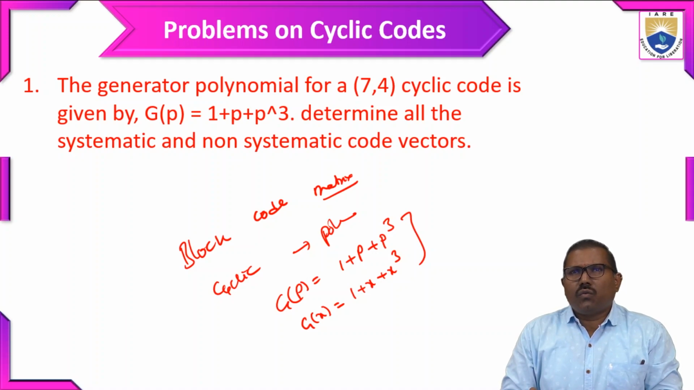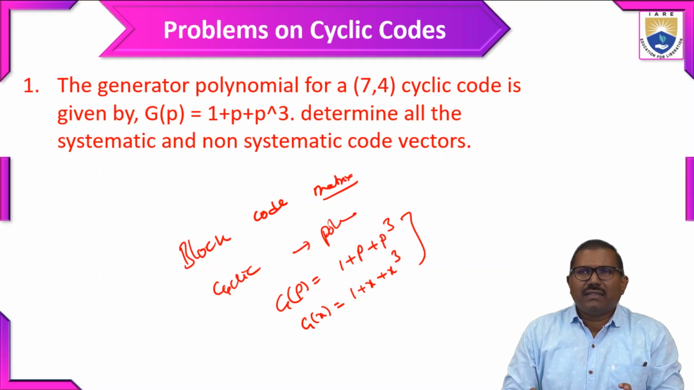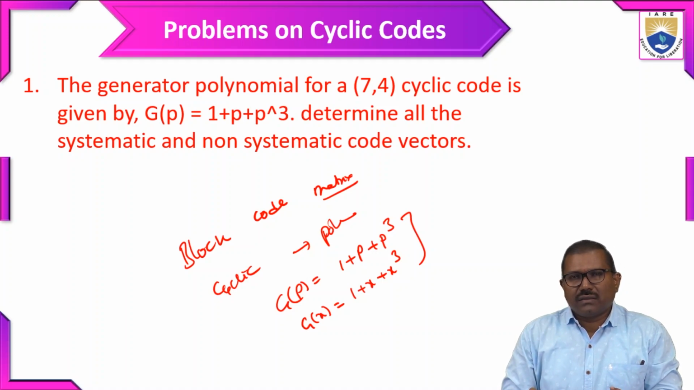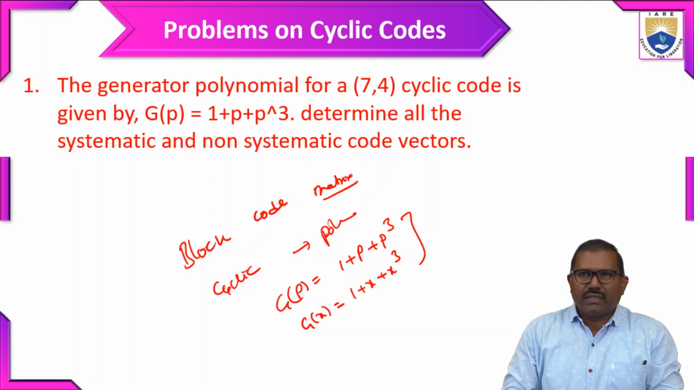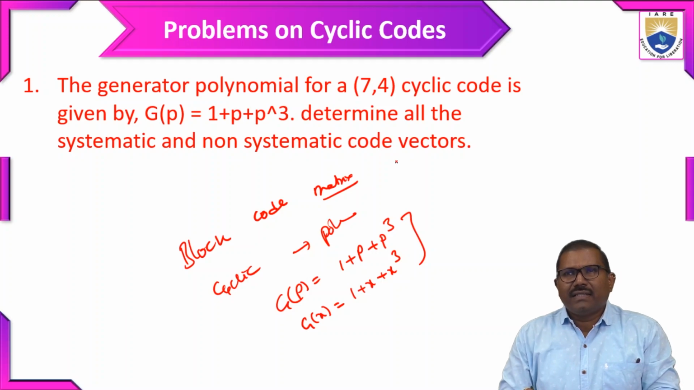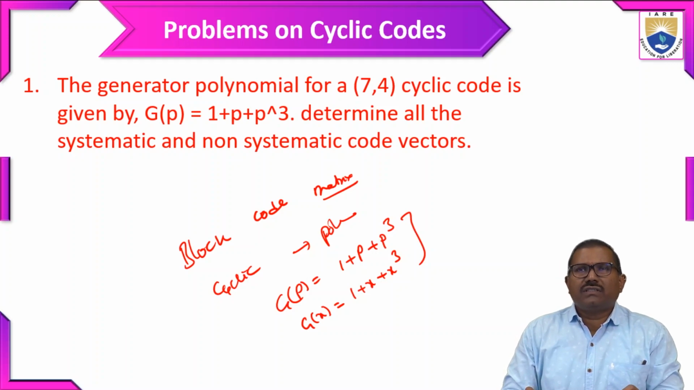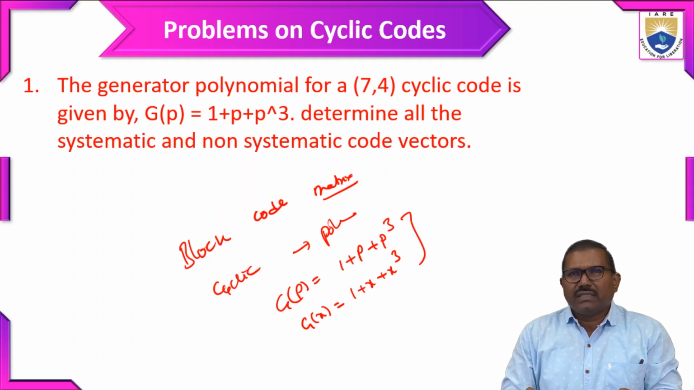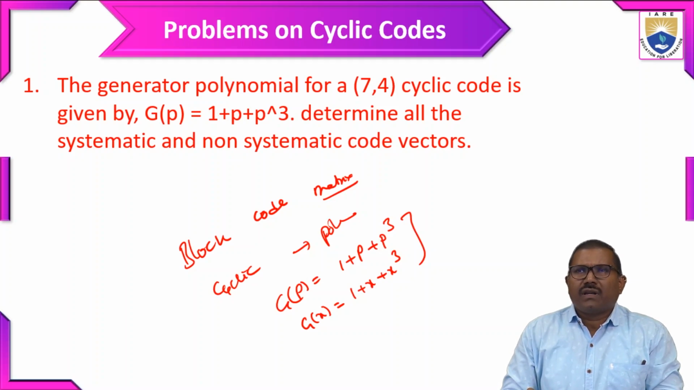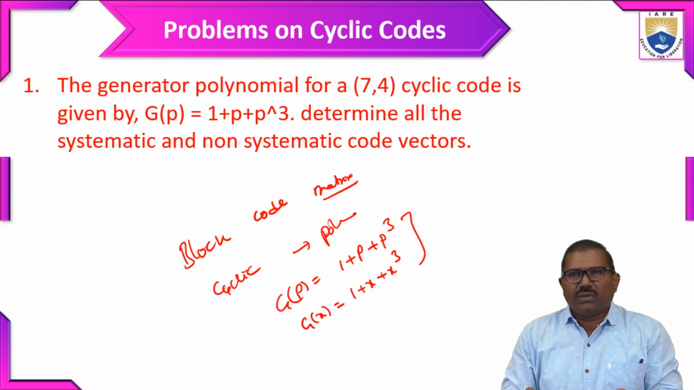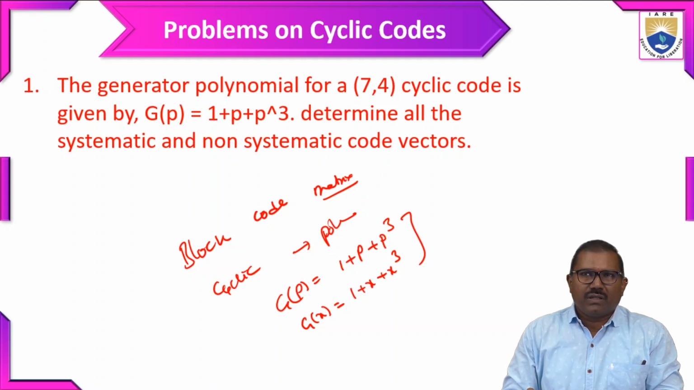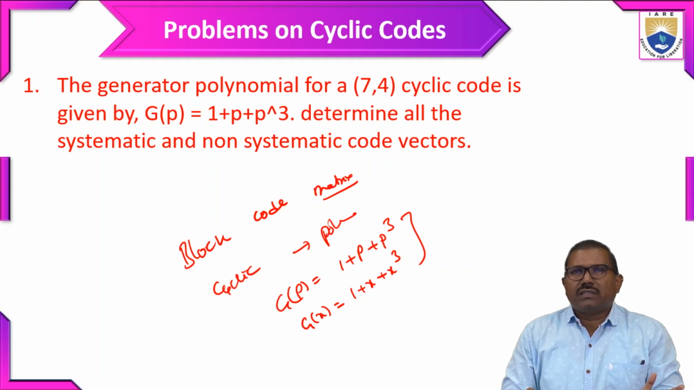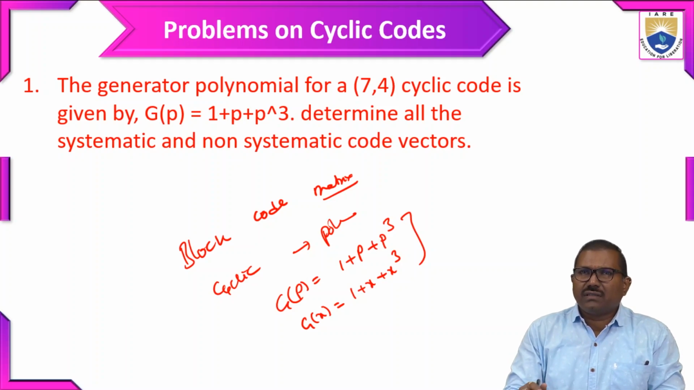So what do they ask? They want us to find the code vectors in both systematic and non-systematic form. Now, how do we generate a cyclic code by using this generator polynomial? But here they have not given the message vector or message polynomial. They just say determine all the systematic and non-systematic code vectors. But there is a clue in this problem.